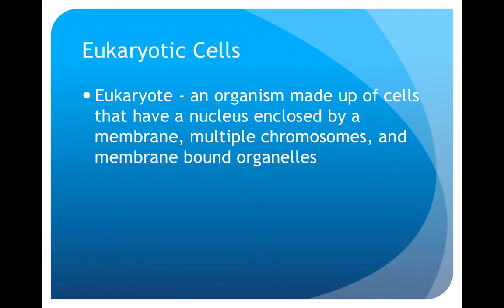Eukaryotes. This is an organism made up of cells that have a nucleus enclosed by a membrane. They have multiple chromosomes and membrane-bound organelles. This is where we get complex. This is everything but bacteria. These are the highly specialized cells. So on to eukaryotic cells.